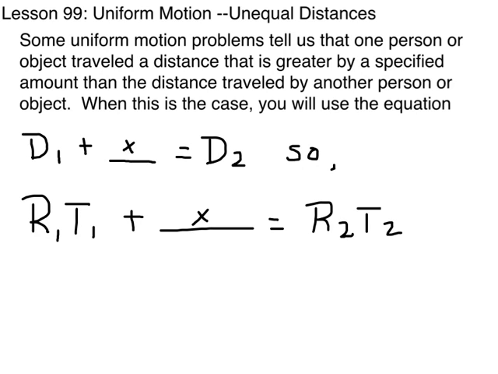This is lesson 99, Uniform Motion, Unequal Distances. This is Saxon 3rd edition, Algebra 1.